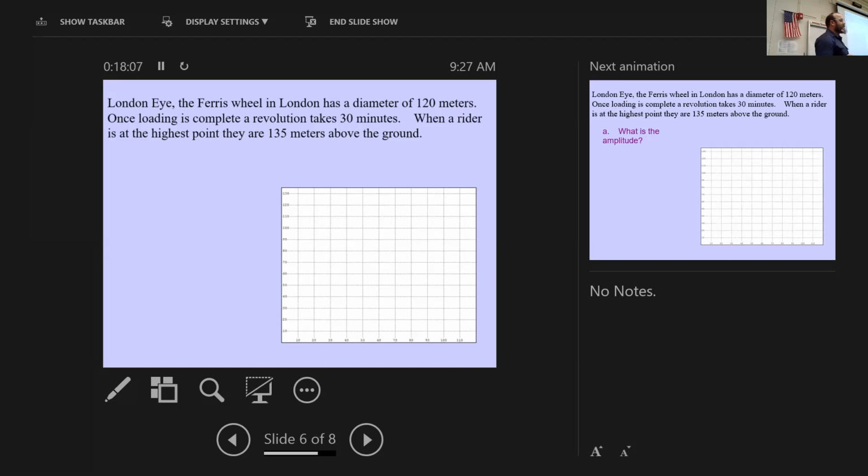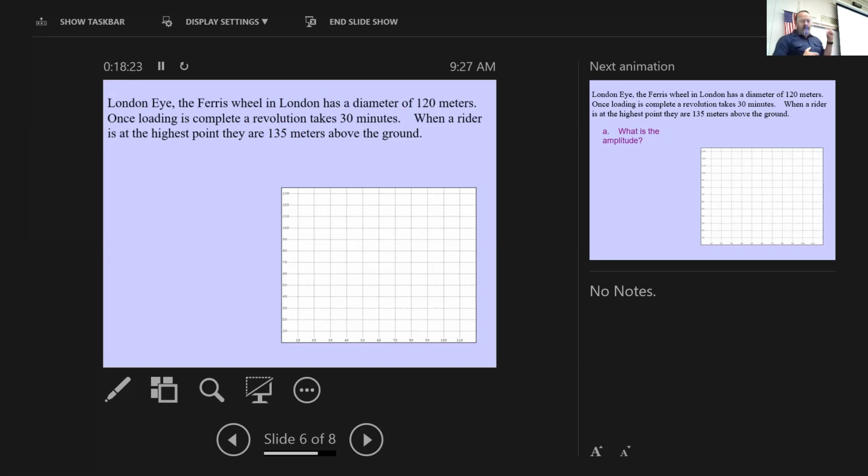And by the time you reach the top, you get to see the whole skyline. So you're going to see Parliament, you're going to see Big Ben, you'll see the Thames, you'll see all of that kind of stuff. I'd love to do that someday, but I'm a teacher, so I don't have that kind of money. So this is the London Eye.